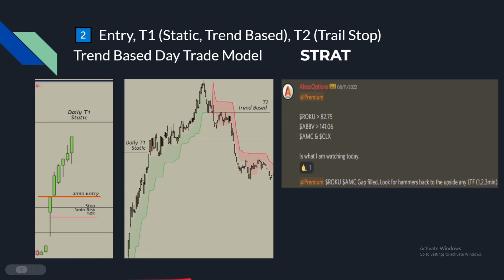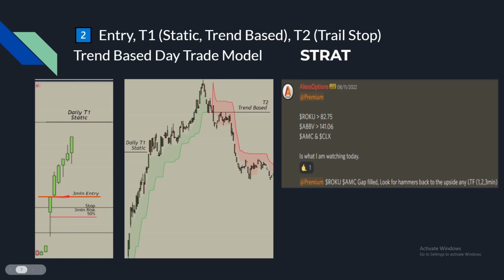And then our T2 is just that trail stop, stopping us out of that position. So in this example, this is Roku, and we're looking for it over that previous day's high, 82.75 right here, and that previous day's high on this chart is right down here. So you can see we said the gap filled on Roku and AMC. We're going to look for hammers back to the upside on any lower time frame, a 1, 2, or a 3 minute. And this right here is your 3 minute time frame.